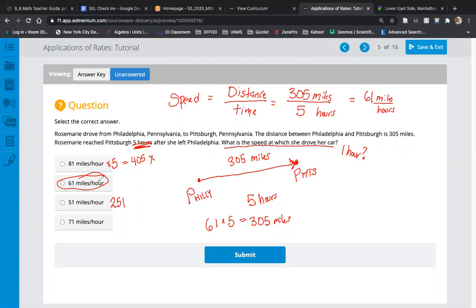We see miles per hour. Those are our units. They tell you what to do. If you just look at your units, this tells you, okay, I need to divide a distance by a time. So if you look at your units, you can kind of reverse engineer and figure out what you actually need to do to solve that question.